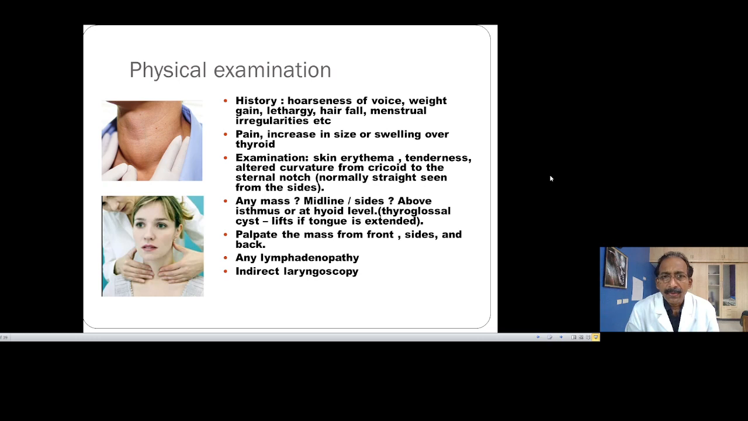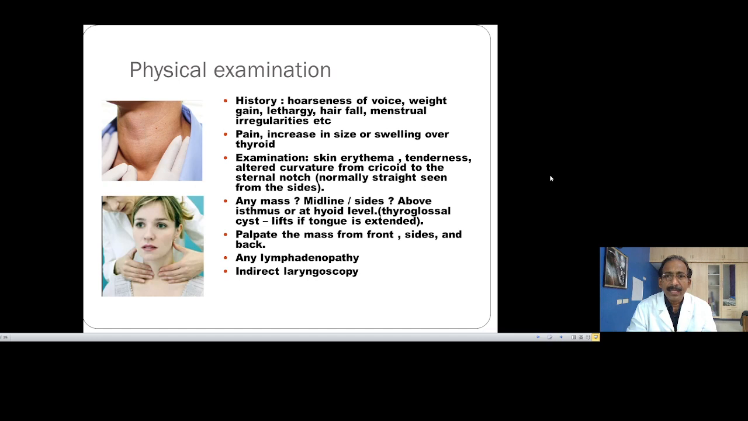So, how do you approach a clinical case that comes to you? Obviously, history comes first. People classically come with hoarseness of voice, weight gain, lethargy, hair fall, menstrual irregularities, etc. These are common presentations. Sometimes they may say that there is a swelling in the neck as well as pain in the neck. So there is pain, increase in size, and swelling over the thyroid.